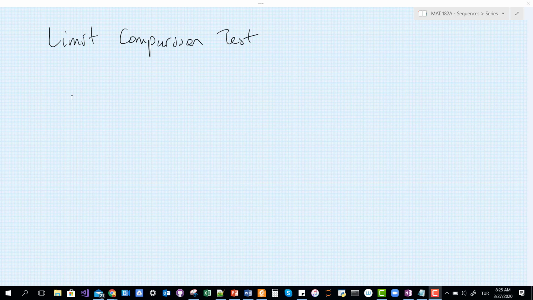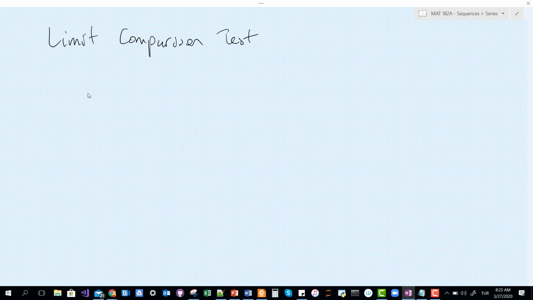You need to find a series which you know is convergent or divergent. Also, you need to compare them. And the limit comparison test will give you another way to find the convergence without comparing. So it is easier than the comparison test. Let's look at what it says.